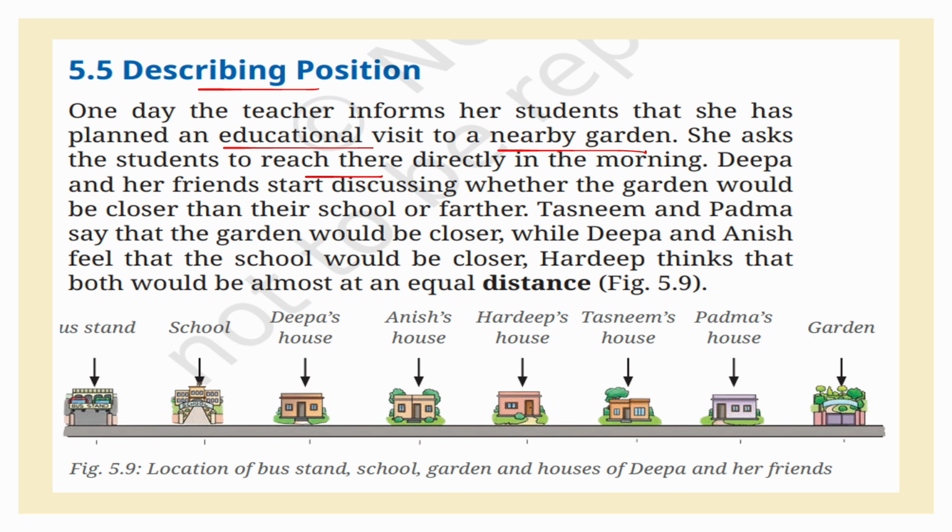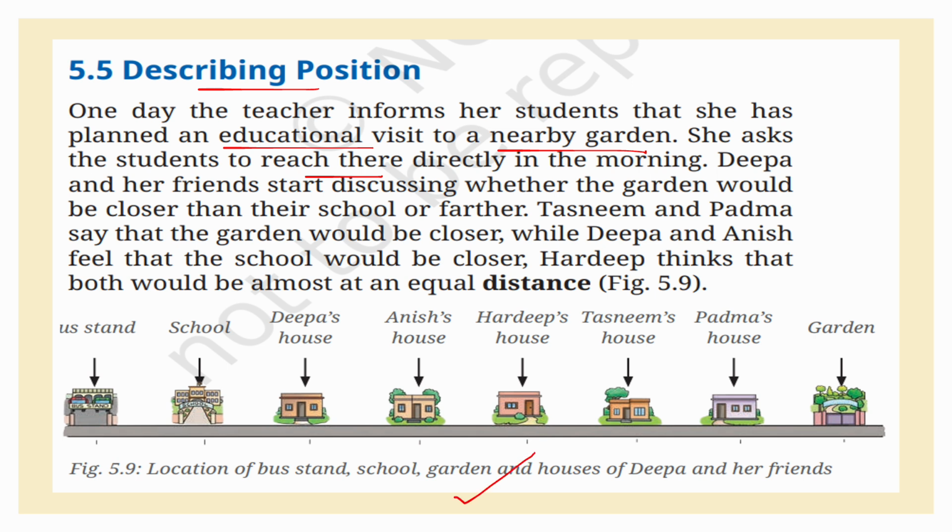Deepa and her friends start discussing whether the garden would be closer than their school or farther. Tasneem and Padma say that the garden would be closer, while Deepa and Anish feel that the school would be closer. Hardeep thinks that both would be almost at an equal distance. So, for some children, the garden will be closer, but for some other children, the school will be closer to their house. For some children, both school and garden will be at equal distance.